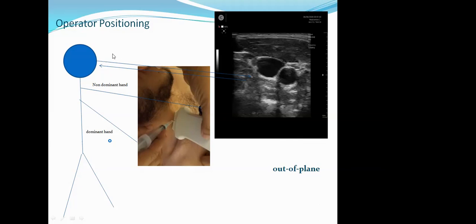This is very important for the operator, that everything should be in the same line of sight, and you can see the monitor very clearly. This type of approach is called the single operator technique, because the operator is performing the procedure and also looking at the screen. This is easy because you control both the probe and the monitor.